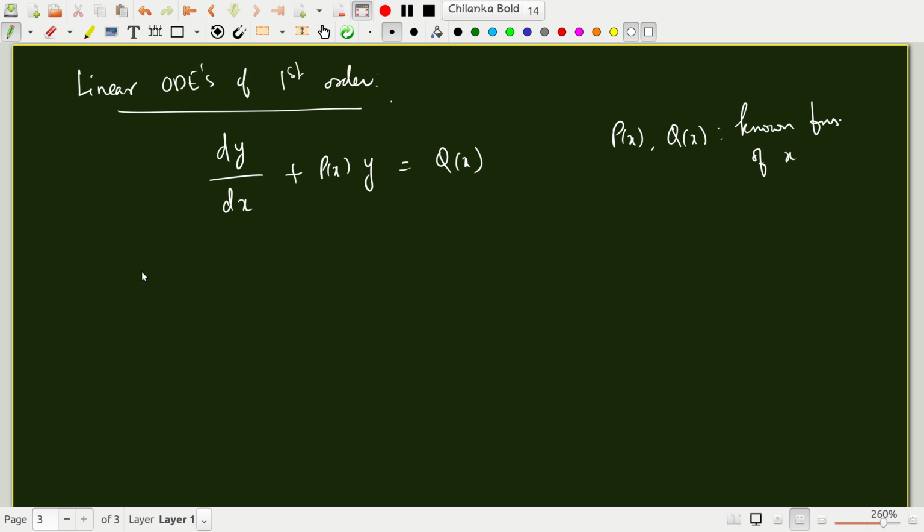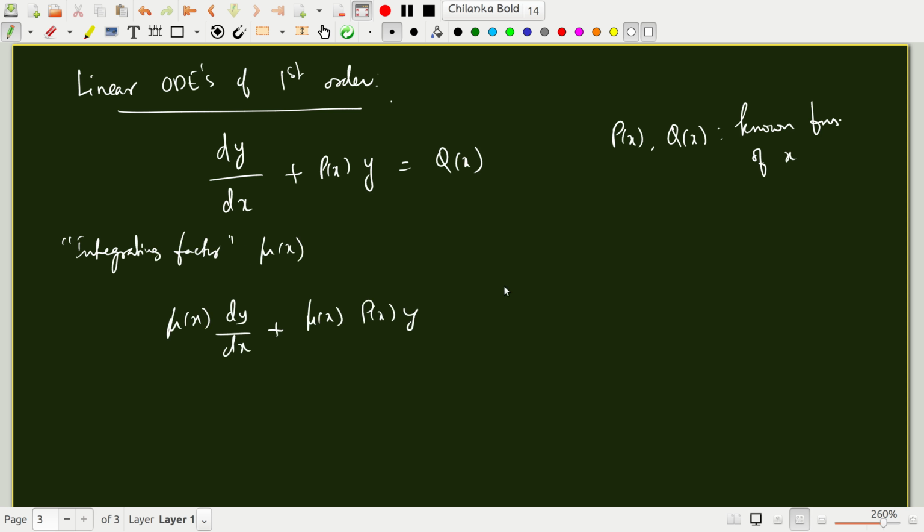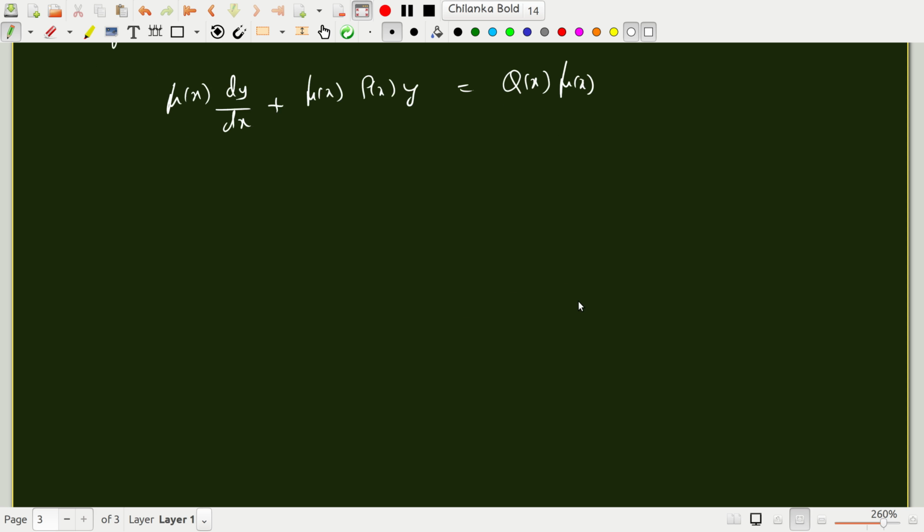Now, how do you solve this equation? You multiply this equation by what is called an integrating factor, denoted as mu of x. So let's first multiply: mu of x dy by dx plus mu of x p of x y. This is the left side. This is equal to q of x mu of x.